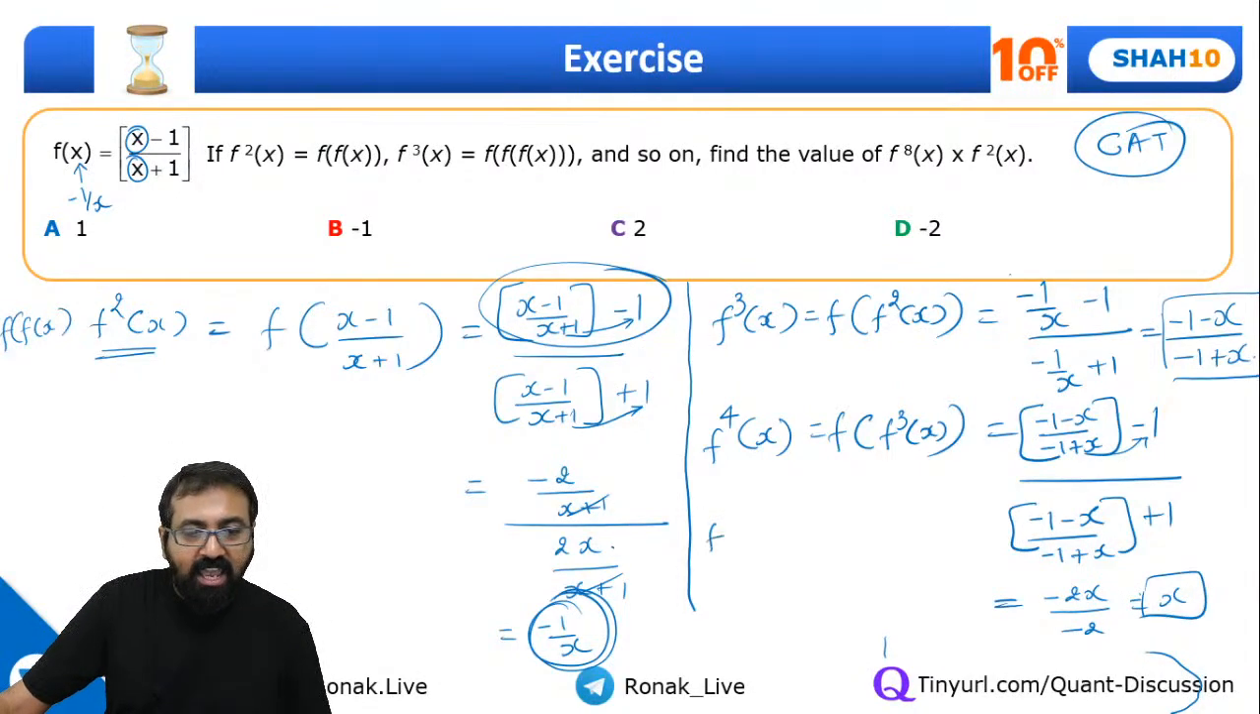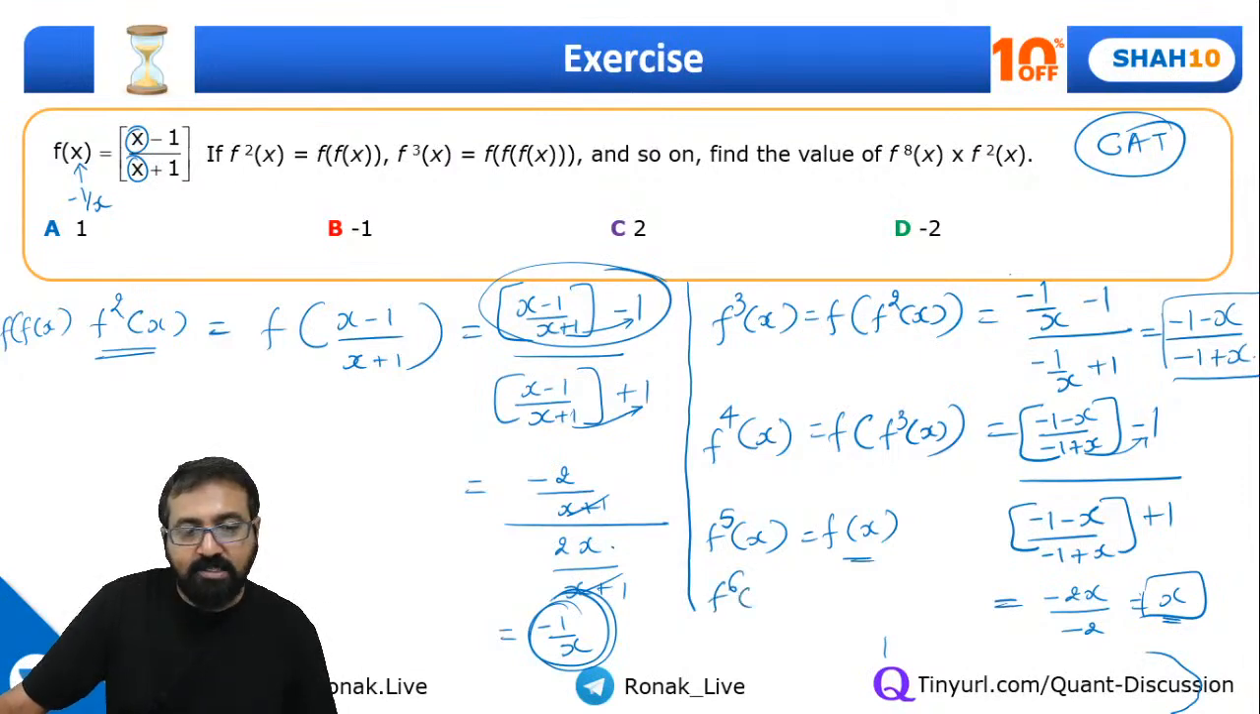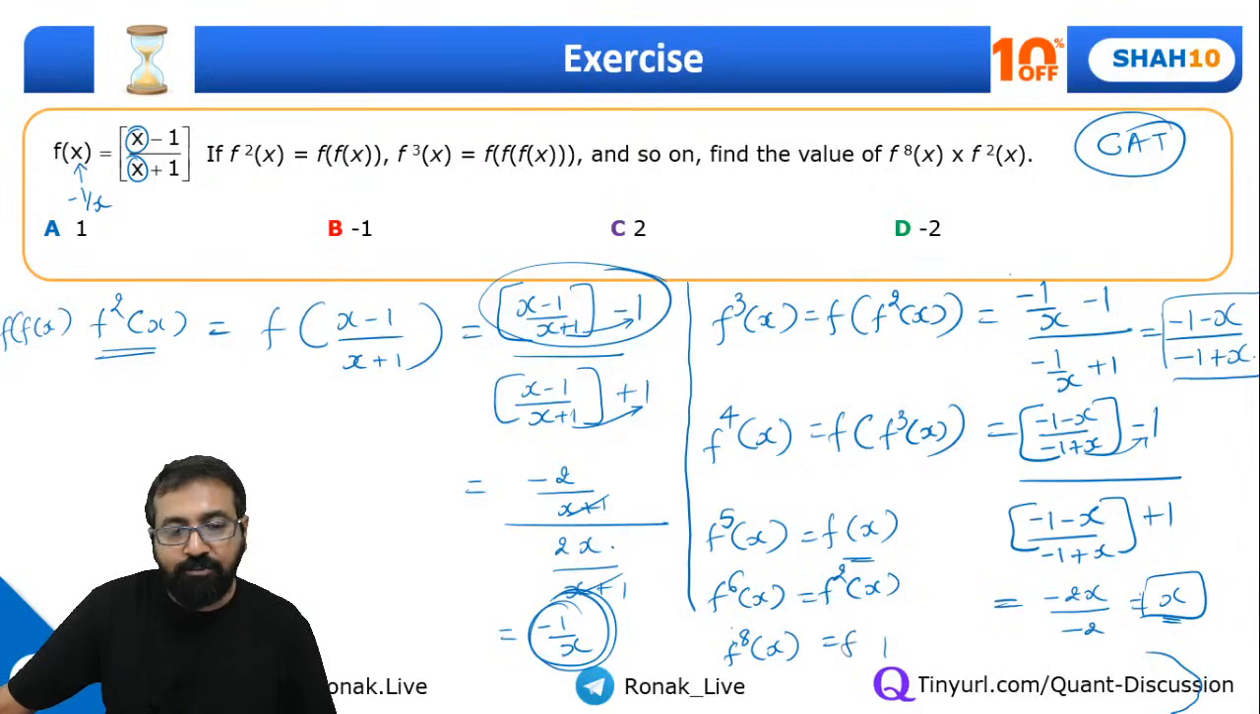So can I say f5(x) will definitely equal, once again, f(x)? Because f4(x) is nothing but x, so instead of x you need to replace x now. So f5(x) will be equal to f(x), f6(x) will be equal to f square(x), and so on and so forth. So what will be f8(x)? Can I say f8(x) will be equal to f4(x), and this is nothing but x, correct?